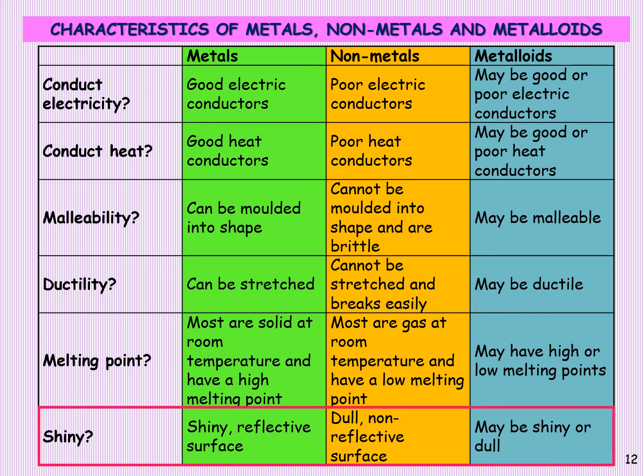Finally, the reflective property of a material is an important characteristic of materials. Metals are very reflective and are therefore said to be shiny. Non-metals are not shiny because they are gases. Metalloids may or may not be shiny.